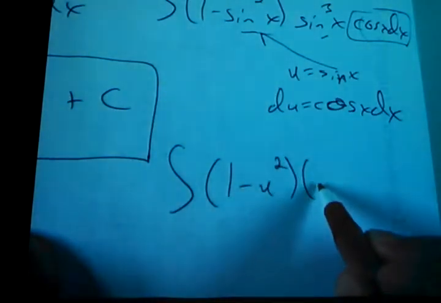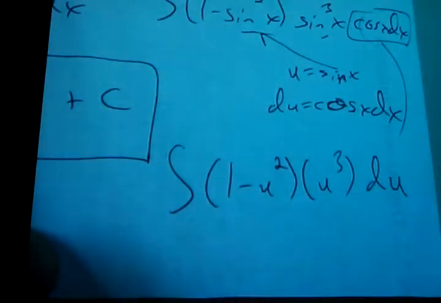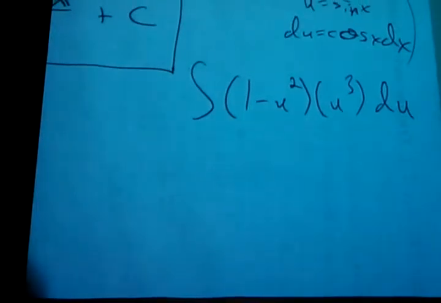So now I get the integral of 1 minus u squared times u cubed du. Coolness. And then that's easy, right? That's polynomial in nature. So those integrals, you just pray for those kind of integrals.